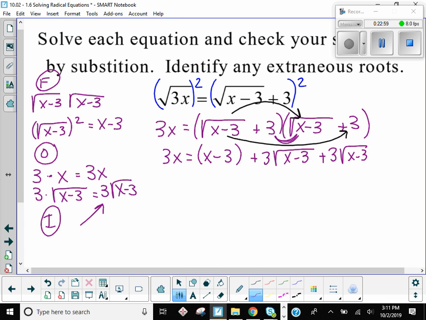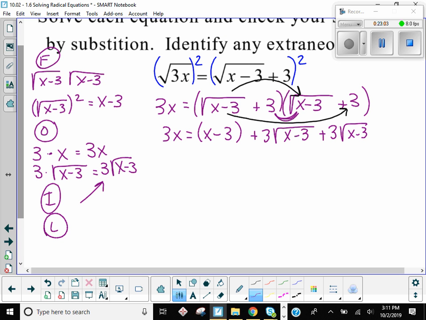And the L part is the easiest part. The last terms are 3 and 3. What is 3 times 3? 9. That's easy. Questions so far about the radical stuff?